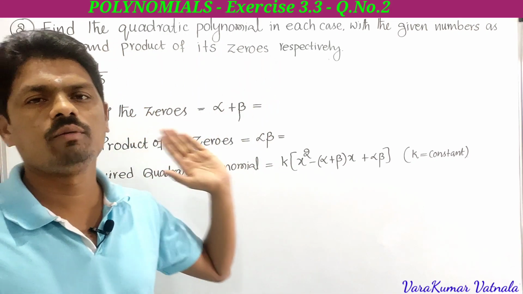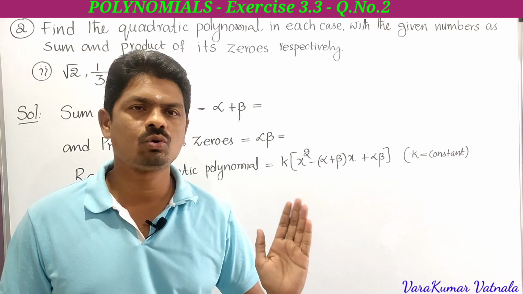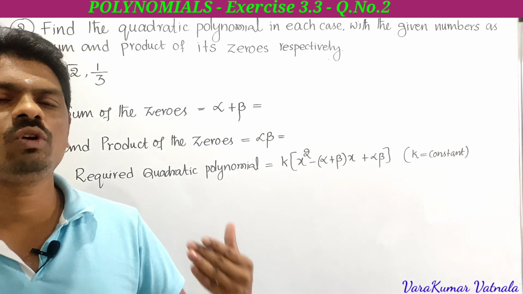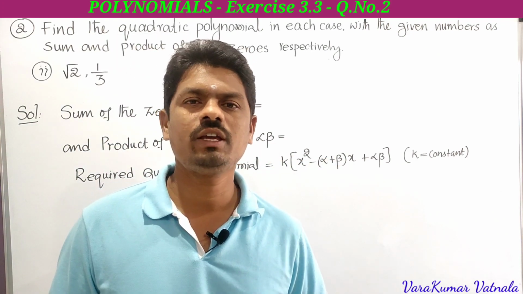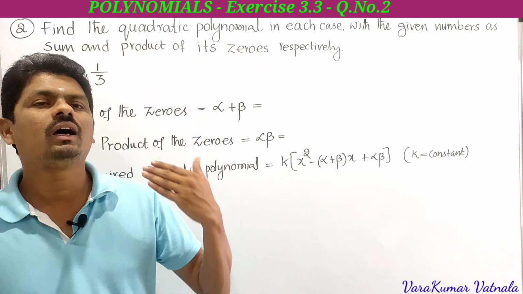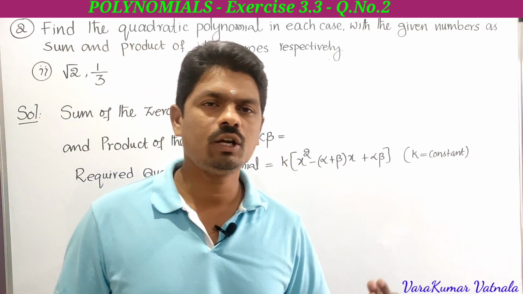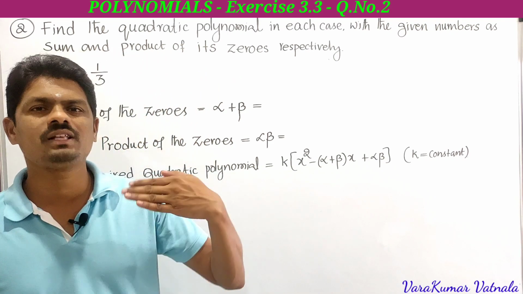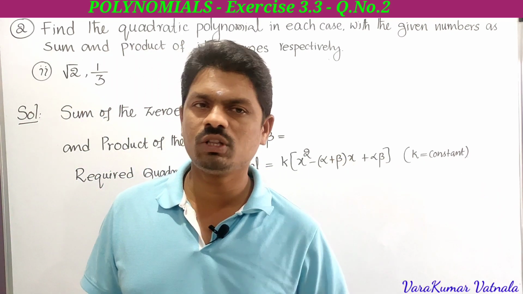Root 2 comma 1 by 3 is given. So the sum of the zeros is root 2, the product of the zeros is 1 by 3. Using these two we have to find the quadratic polynomial. So we know if he gives the sum of the zeros and the product of the zeros, then the required quadratic polynomial is equal to k into x square minus alpha plus beta into x plus alpha into beta. So this is the formula. Simply you have to substitute in the formula.